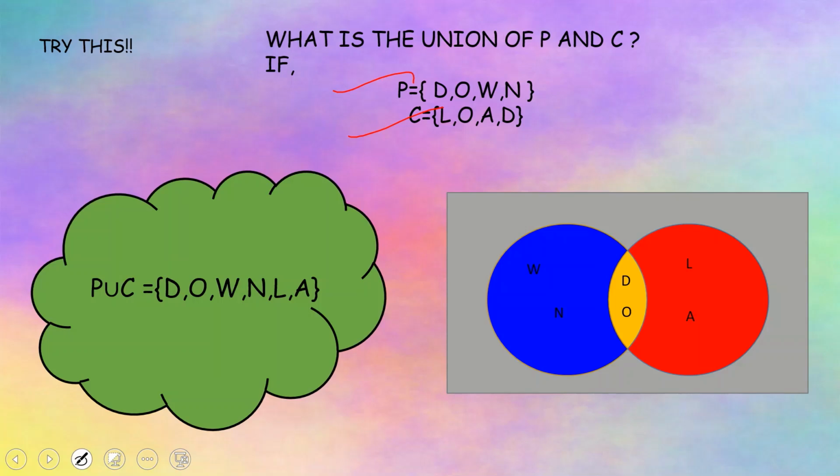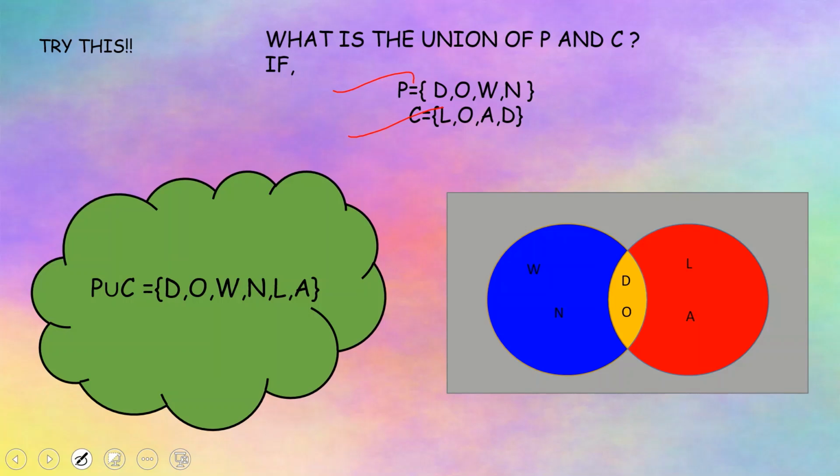the elements present in P and C set, P और C के set में जो भी जितने भी elements हैं, when you observe those elements, you see that D and O are repeated twice. They are common in both the sets. So we need not write it again. एक बार लिख दिया हो गया, छोड़ो, खत्म कहानी, उतना ही.